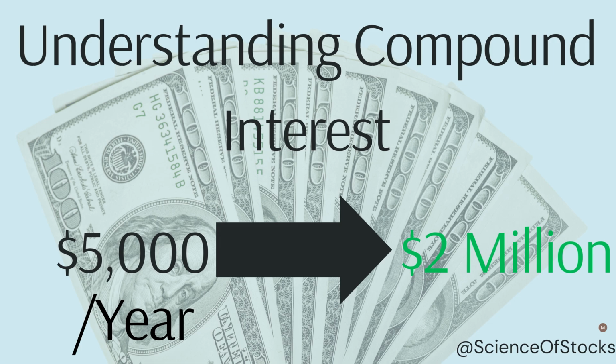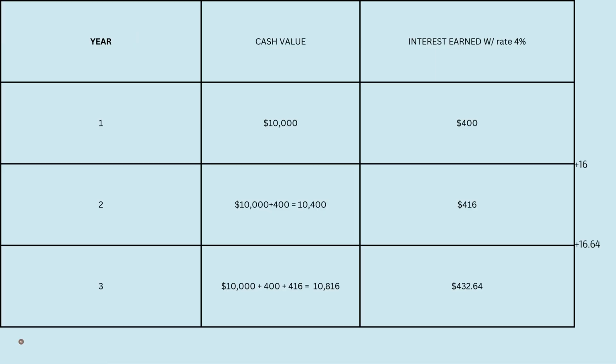Science of Stocks here, and today we're covering the basics of understanding compound interest. I'm going to explain how to turn $5,000 a year for 40 years into $2 million. But in order to understand that, there are a few background facts about compound interest that need to be understood.